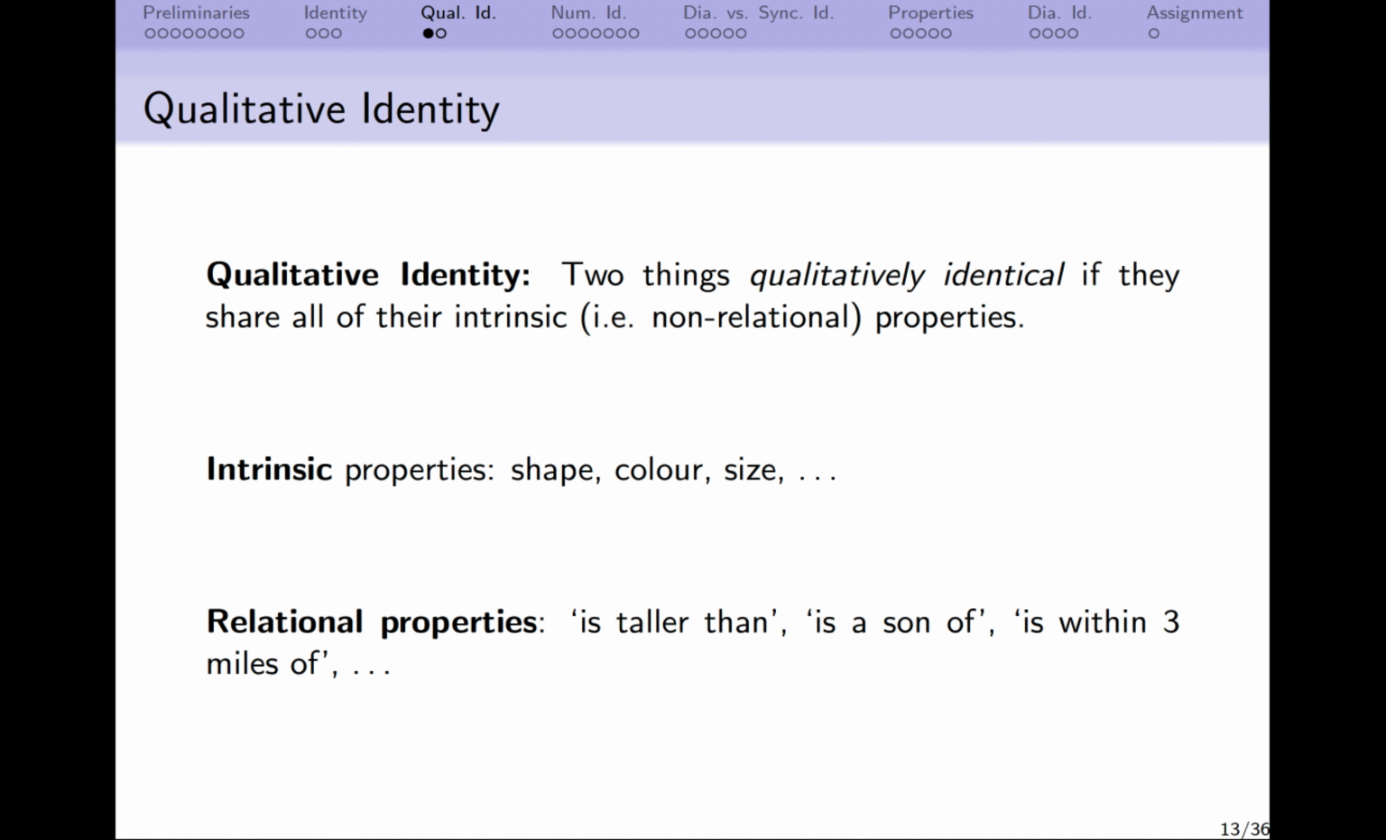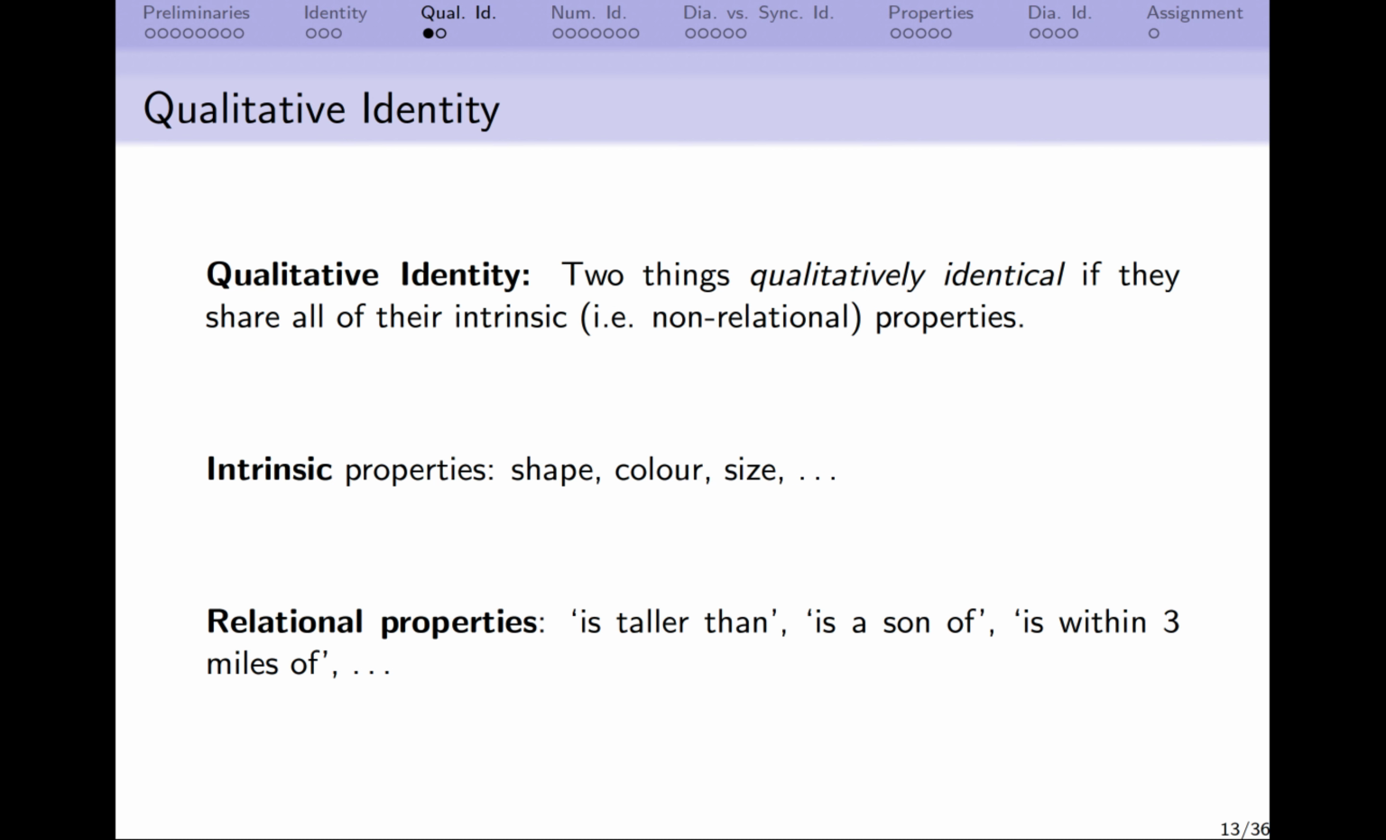So I guess this corresponds to two ways in which it seems that the word identical is used in ordinary language. Sometimes when we say that one thing is identical to another, we mean it's qualitatively identical, and sometimes we mean it's numerically identical. So what is qualitative identity? Well, two things are said to be qualitatively identical if they share all of their intrinsic, that is non-relational properties. If you recall, I just distinguished between intrinsic and relational or extrinsic properties. So, as I said, intrinsic properties, roughly speaking, are the ones that you can discern just by looking at an object, just by considering that object on its own.